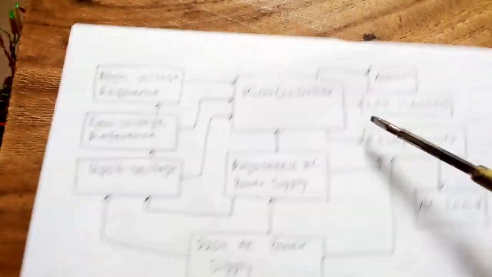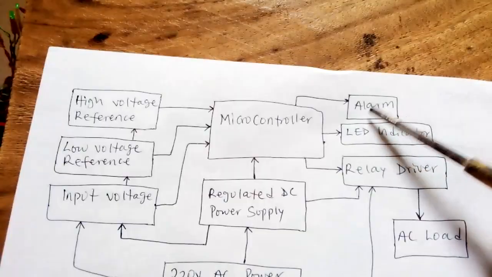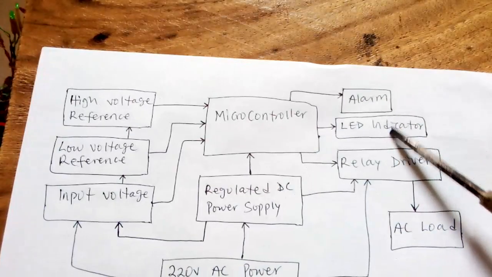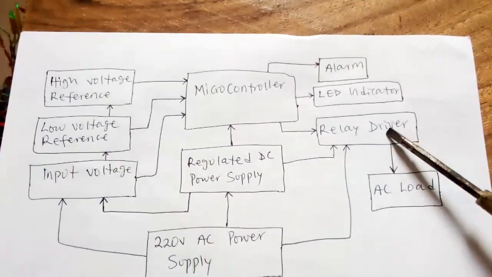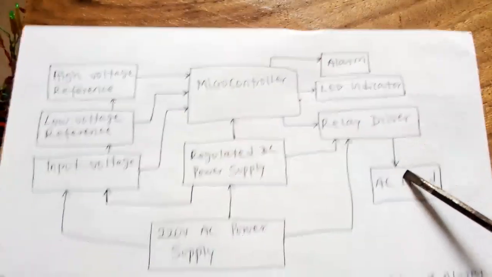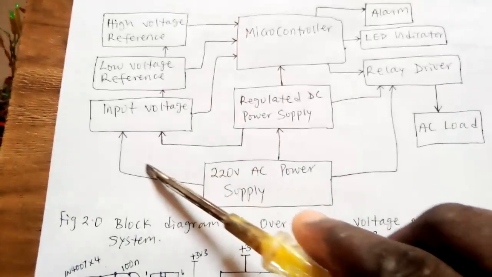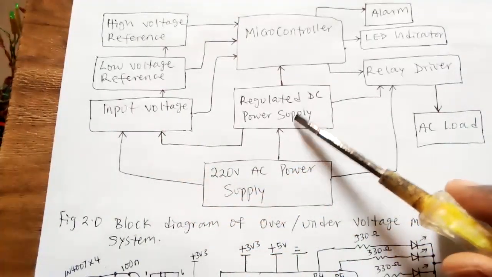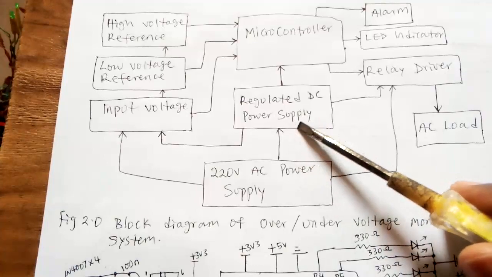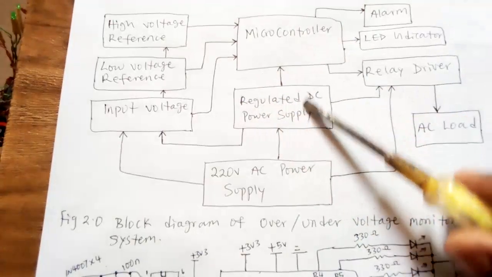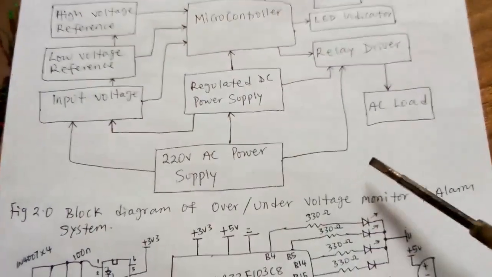Then we have an alarm, an audible alerting system. Then we have visual indicators, LEDs. Then we have a relay, which is responsible for switching the load. Then we have our input supply, 220 volt AC. Then we also have a DC voltage that will power the electronics and the microcontroller.